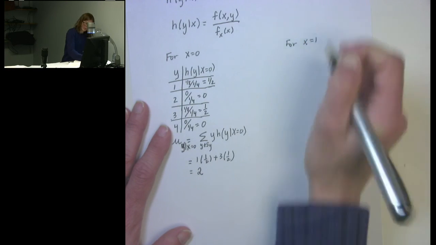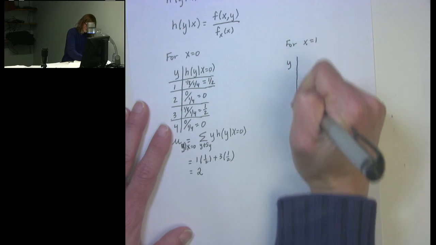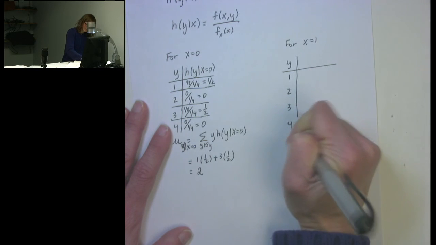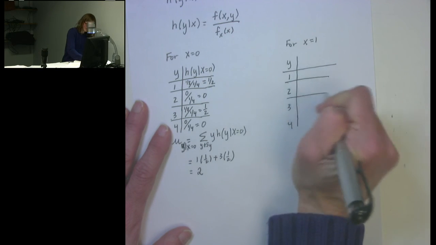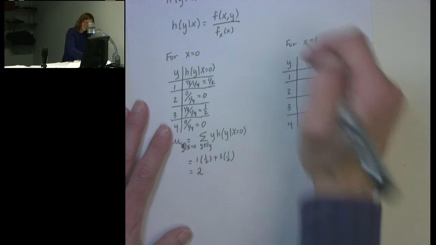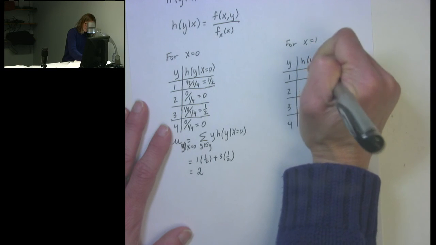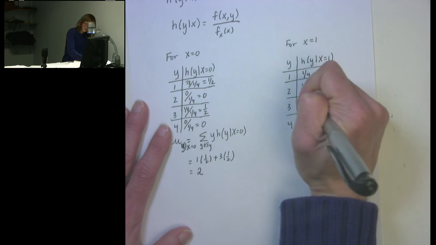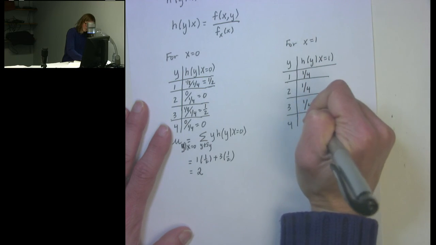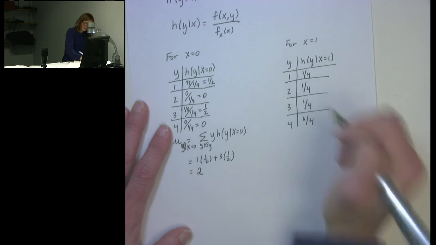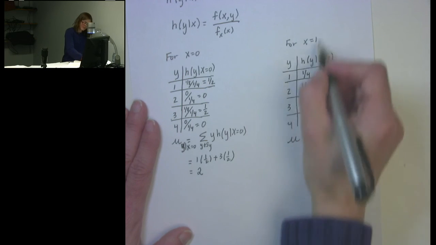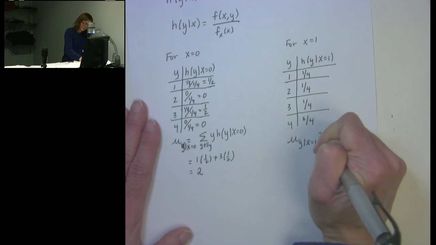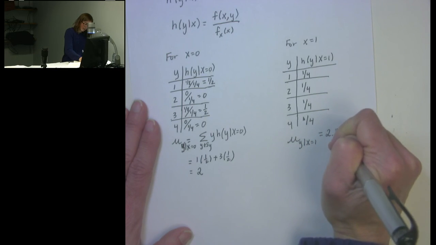for x equals 1, find the conditional distribution that y takes on the values 1, 2, 3, and 4. I'm not going to go through all the details like I did on the first one doing the calculations. You can check them yourself. But we get a distribution that's 1/4, 1/4, 1/4, 1/4, and the mean of this conditional distribution of y, given that x is equal to 1, is equal to 2.5.